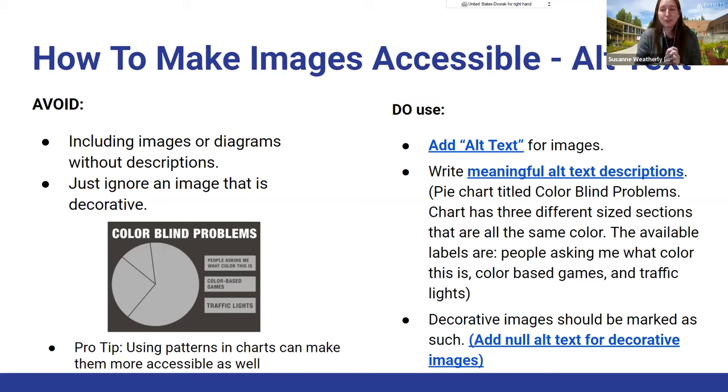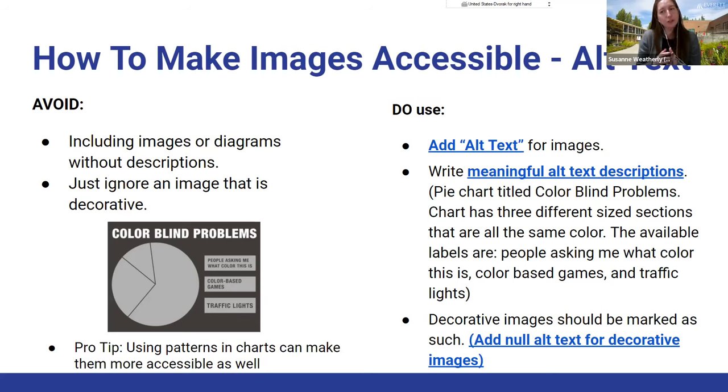And when it comes to, there's an image on the screen that's titled Colorblind Problems, and it's a pie chart with 3 different size sections that are all the same color. It's all in grayscale. And the color labels are people asking me what color this is, color-based games, and traffic lights, right? So this is just a fun little diagram, but one thing that also might be a pro tip for those of you that want to go into a lot more depth about making accessible images is that you can also use patterns to go along with those different sections of a chart to be able to identify the sections and how they might meet up with a different label that's somewhere else.